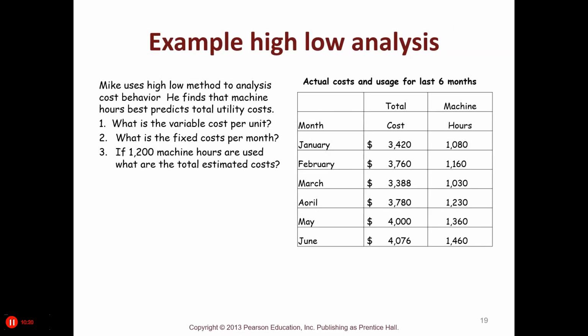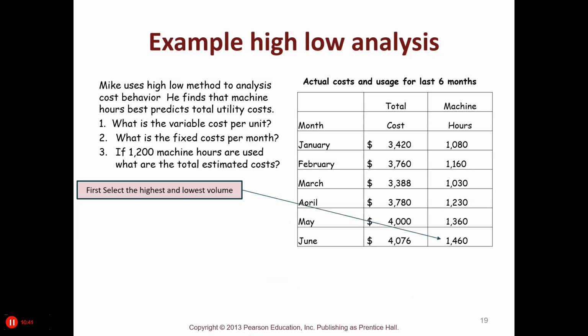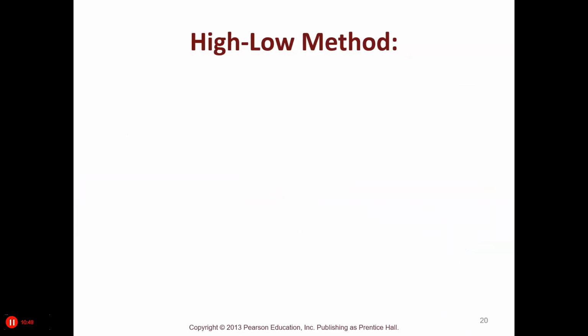Now let's take another look at a high-low. In this example, we have our costs, machine hours, and costs over the last 6 months. And we're going to look at variable cost, fixed cost, and then if 1,200 machine hours are used, what's going to be the total cost? So again, first we got to find the high and the low. So there's our high, and there's our low. And remember, it's units. Now we're going to do our analysis.